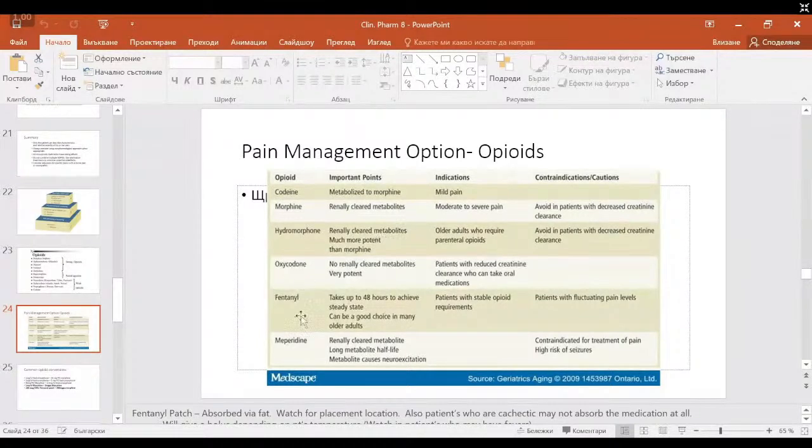And fentanyl, for example, has different forms of application. It can be used intravenously, but there are also fentanyl patches. And because it takes up to 48 hours to achieve a steady state, it can be used with patches for the treatment of chronic severe pain, let's say in patients with advanced cancer. This patch can be used with great potential.